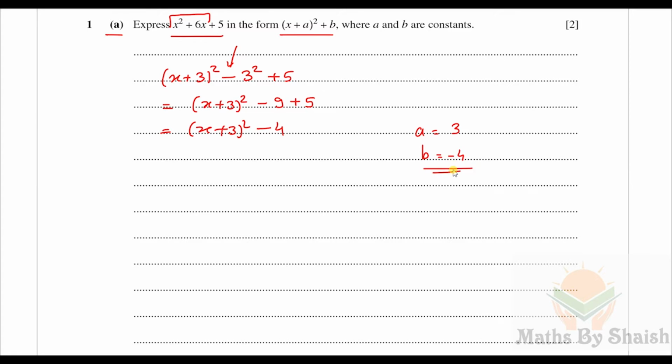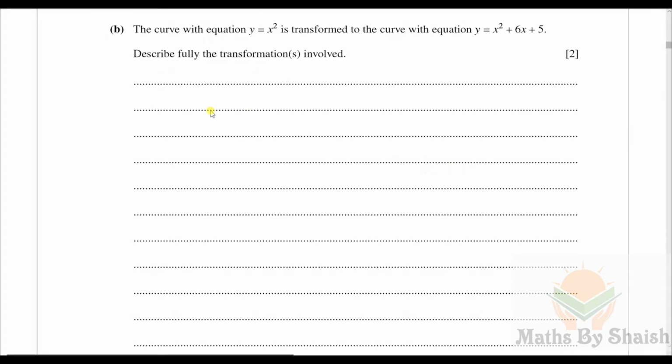Let's do the b part of it. Here's the b part. The curve with equation y is equal to x square is transformed to the curve with the equation y is equal to x square plus 6x plus 5. Describe fully the transformation or transformations involved. We can see from the previous part that x square plus 6x plus 5 can be written as (x plus 3) whole square minus 4.